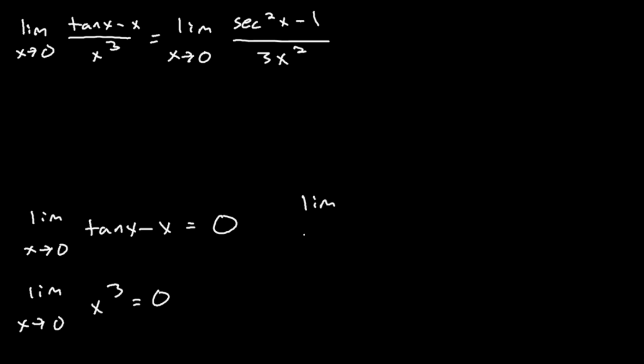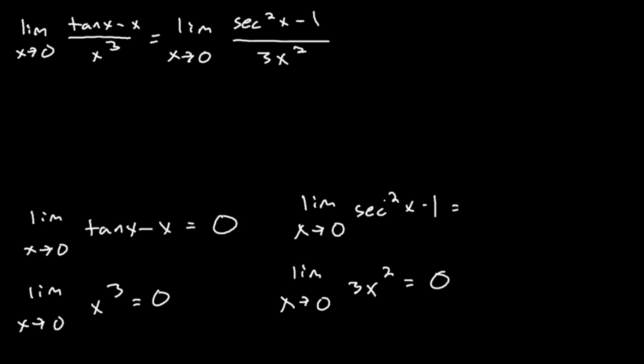Let's see if we can use L'Hopital's rule for this again, because, hint hint, yes you can, because this is a L'Hopital's rule video. But basically, secant squared of x minus 1 over 3x squared. Denominator, still 0. If you plug in 0 into secant squared, well, secant squared is just 1 over cosine squared of x. And if you plug in 0 into cosine, you get 1. Right? So you get 1 over 1. So it's 1 minus 1. 1 minus 1 is equal to 0.